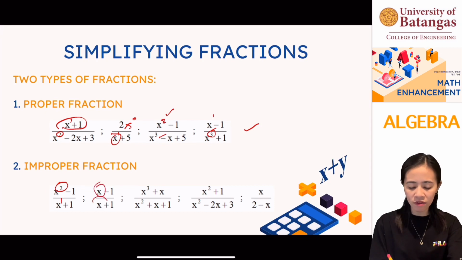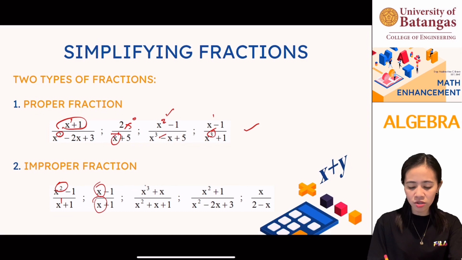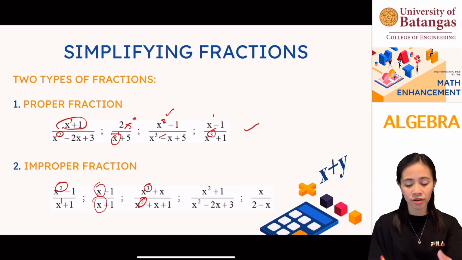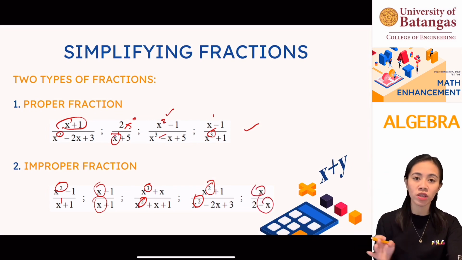Itong dalawang to, they have equal degrees because they both contain just x as the variable with the highest exponent. And then you have x cubed, diba? And then in the denominator, you have x squared, so 3 over 2. And then you have, ito equal din. Parehas x squared, parehas 2 yung degree ng polynomial sa numerator and denominator. And the same goes for the last example. Parehas 1 yung exponent ng x natin.